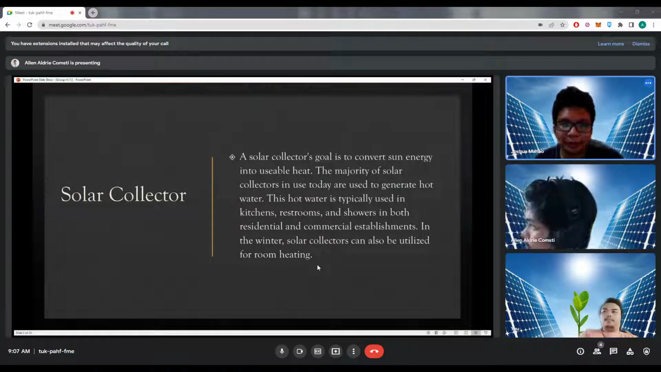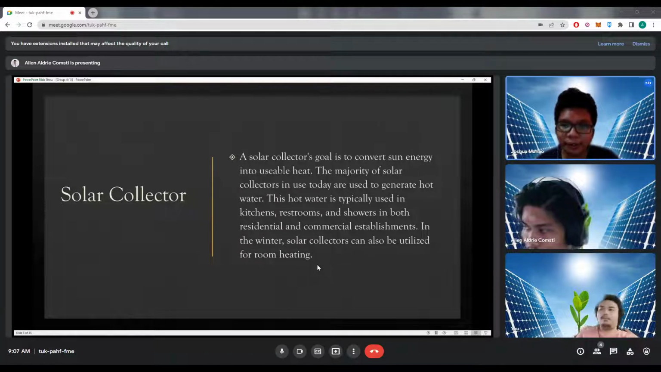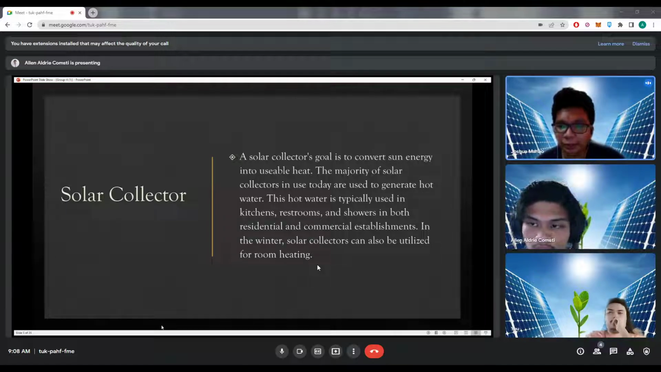A solar collector's goal is to convert sun energy into usable heat. The majority of solar collectors in use today are used to generate hot water. The hot water is typically used in kitchens, restrooms, and showers in both residential and commercial establishments. In the winter, a solar collector can be utilized for room heating. A solar collector is an item that collects solar energy by absorbing it and converting it to heat or electricity. A solar collector's material and coating are chosen to enhance solar energy absorption.